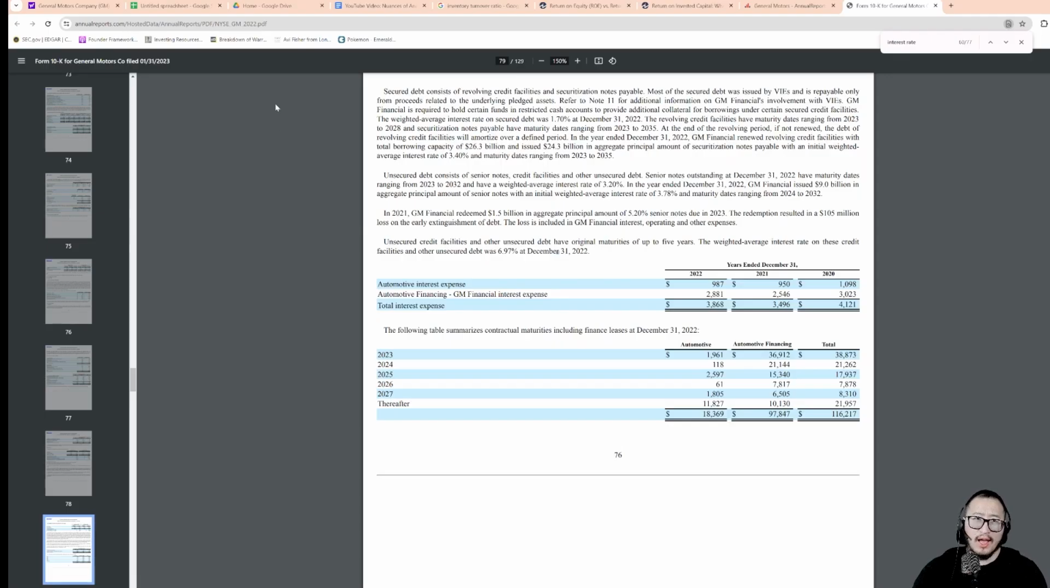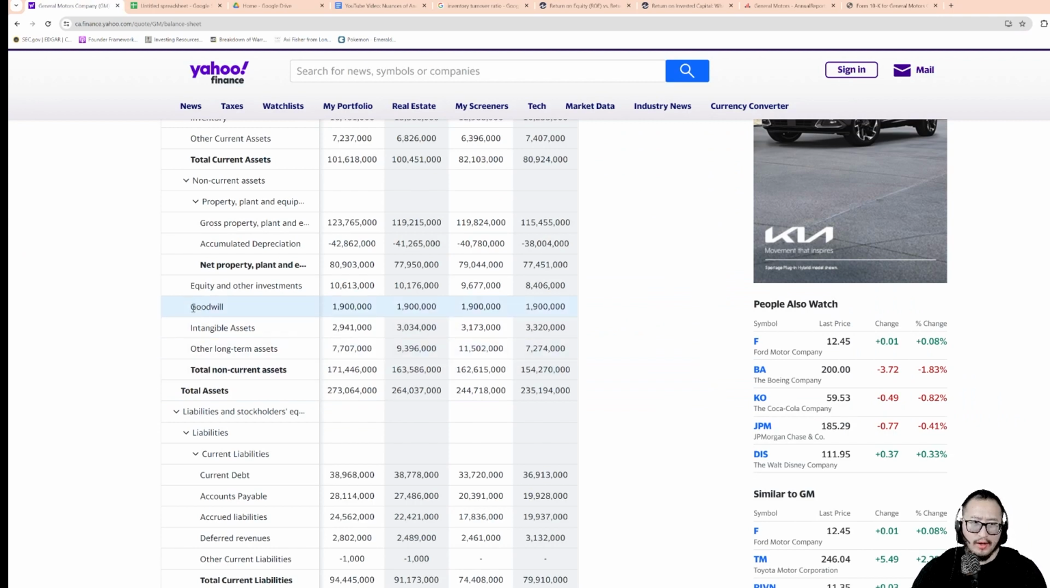Now, let's go into the last little part, which is, I'll just put all these together: goodwill, intangible assets, and other long-term assets. So what's goodwill? Goodwill is basically when a company acquires another company, it's how much more they paid for the assets of that company relative to the book value. So for example, if a company buys another company and that company has, let's just say, $5 billion in total assets, but the company was acquired for $7 billion, then that $2 billion will turn into goodwill.